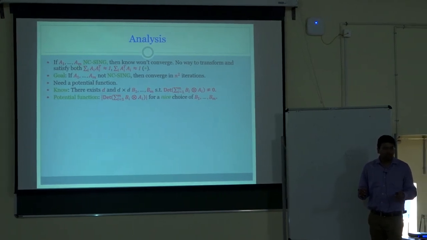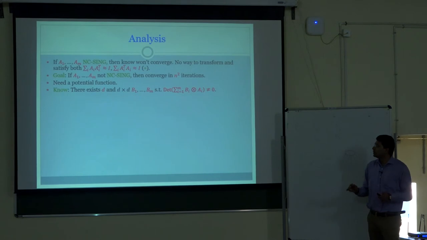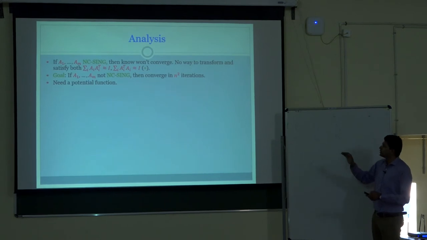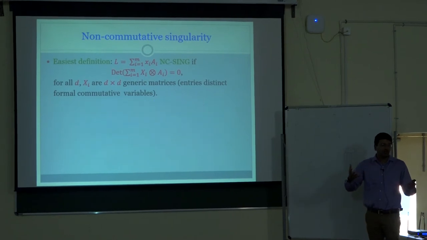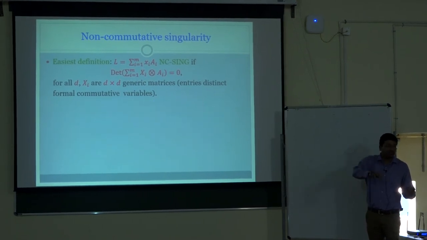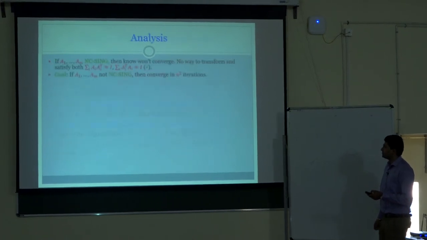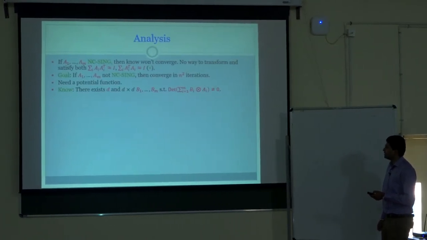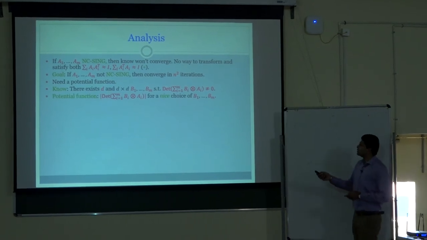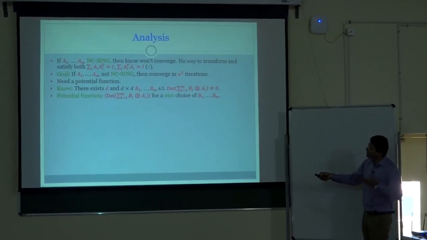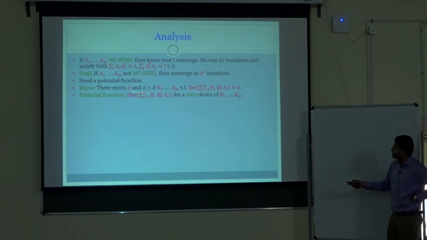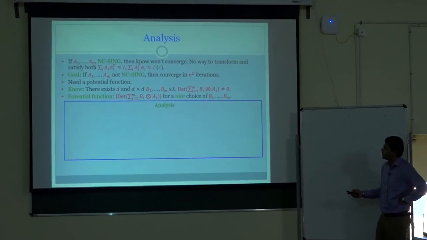In the definition of non-singularity, they were symbolic matrices. So you want symbolically the determinant to be non-zero. So in particular, there exists some evaluation where it will be non-zero. Yeah, so we know that this determinant is non-zero for some matrices b1 to bm of some dimension d. And this will be a potential function for some nice choice of b1 to bm.